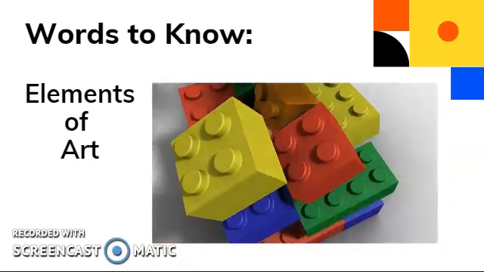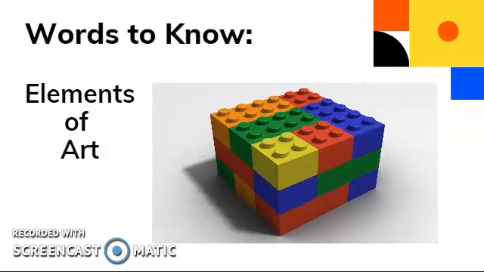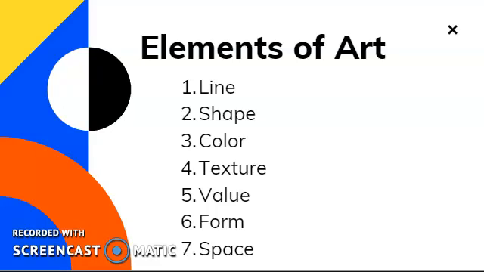The elements of art are the things that make up artwork. Artists use the elements like ingredients when creating art. Every artwork will have at least one element in it, and usually it will have more than one. Let's learn about each of the elements of art and how you can find them in art. There are 7 elements of art. They are line, shape, color, texture, value, form, and space.